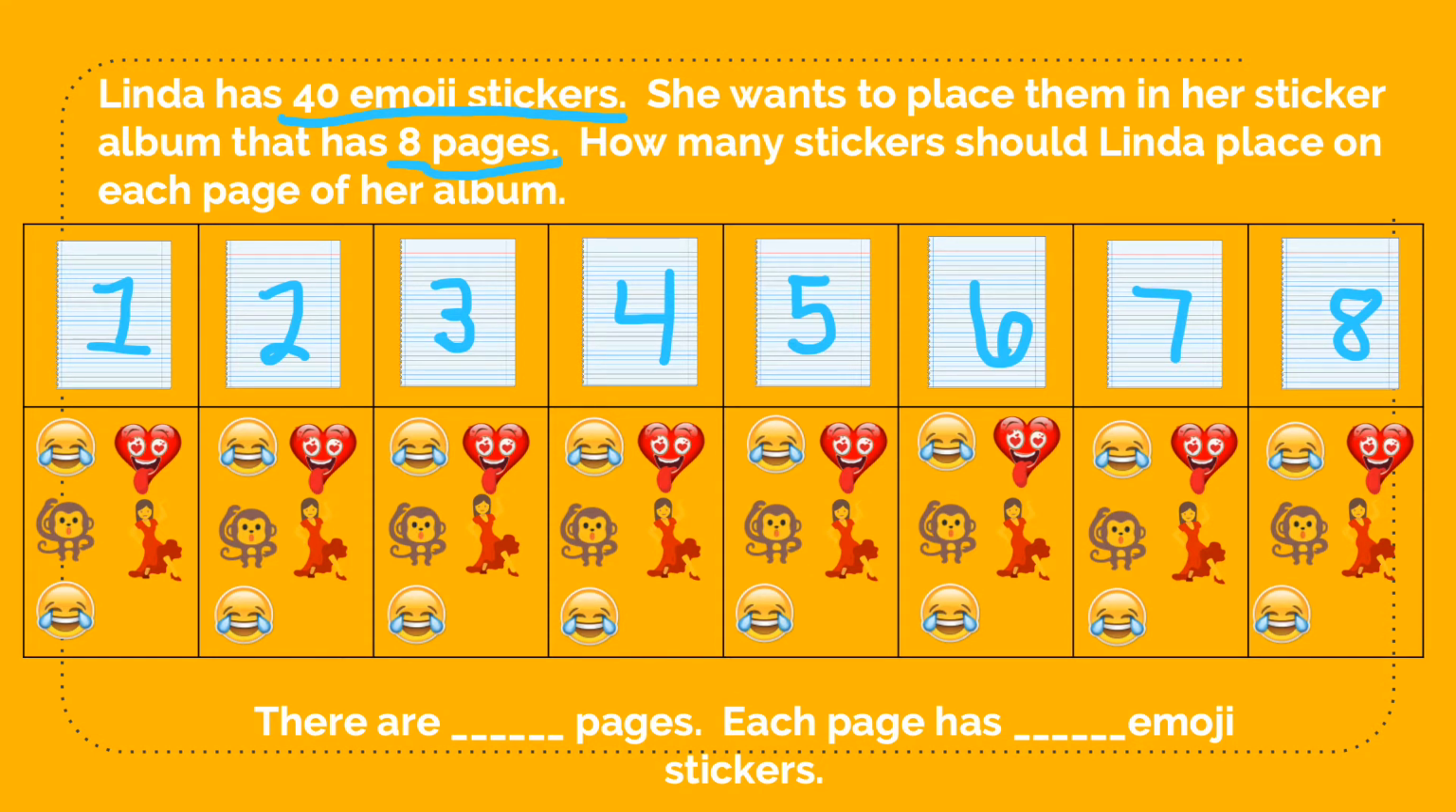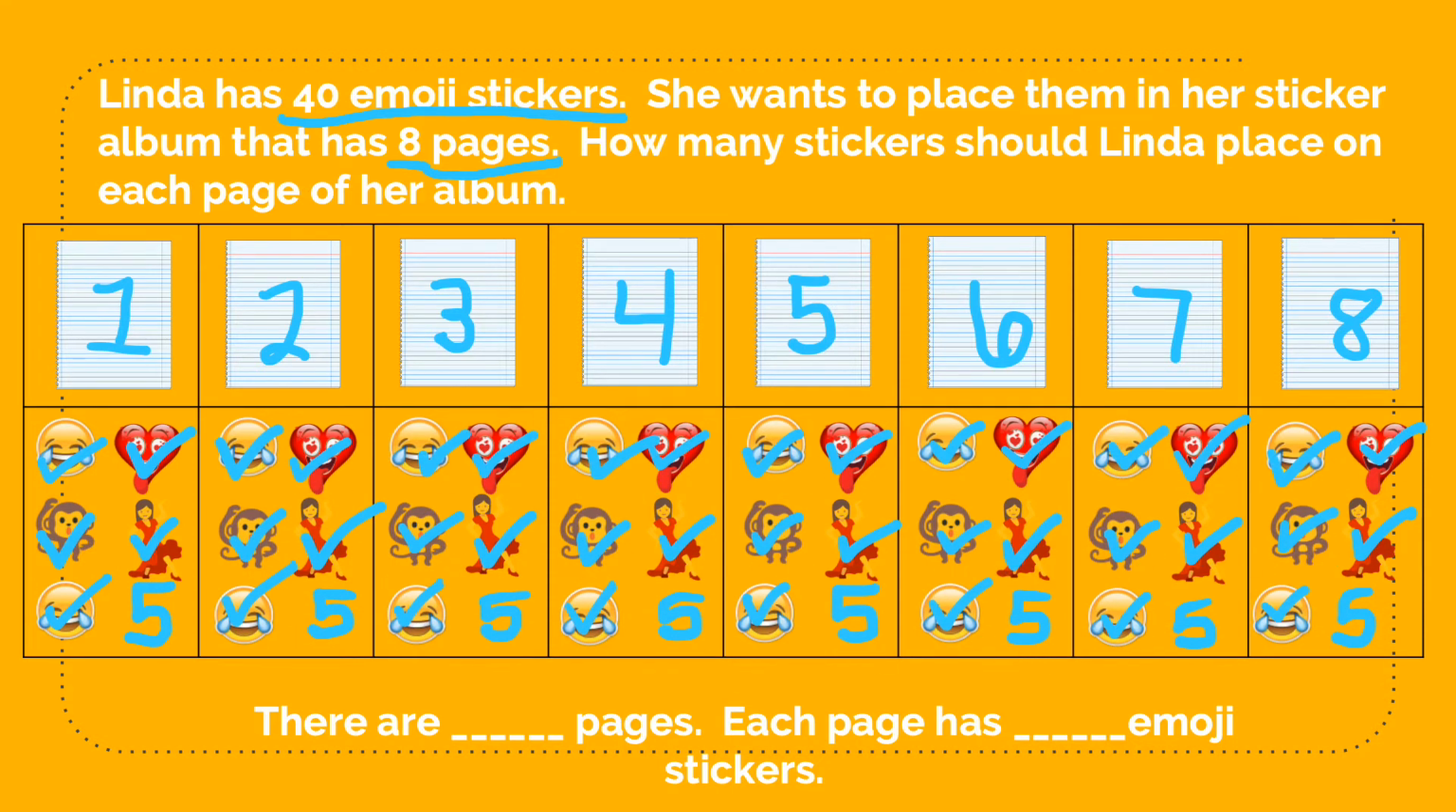Now that I have placed all of the 40 emoji stickers, I am now going to count to determine how many each album page received. 1, 2, 3, 4, 5. So here I can see that each album page has 5 emoji stickers. So the answer to this problem is that there are 8 pages, and each page has 5 emoji stickers.